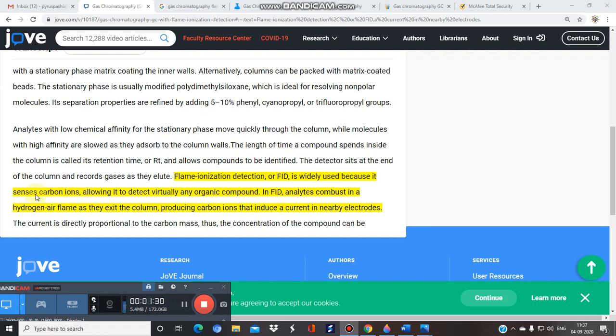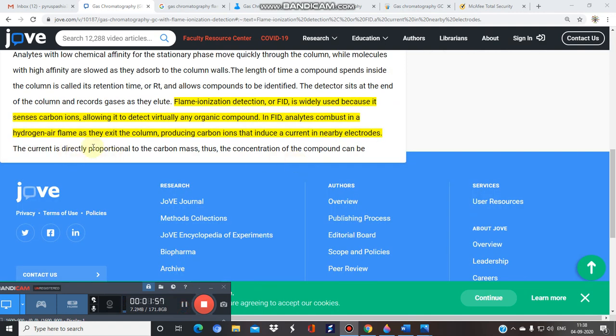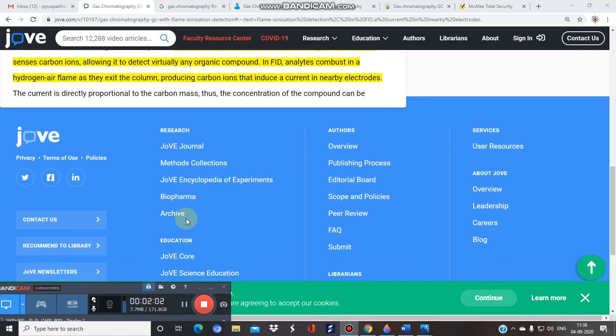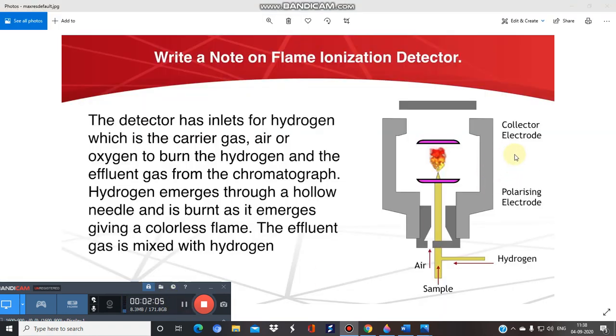It is widely used because it senses carbon ions, allowing it to detect virtually any organic solvent or compound. In FID, the samples present in the analyte combust in a hydrogen air flame as they exit the column, thus producing carbon ions that induce a current in nearby electrodes. This current is directly proportional to carbon mass, thus the concentration of ions can be determined. See again, these are the electrodes that are used.